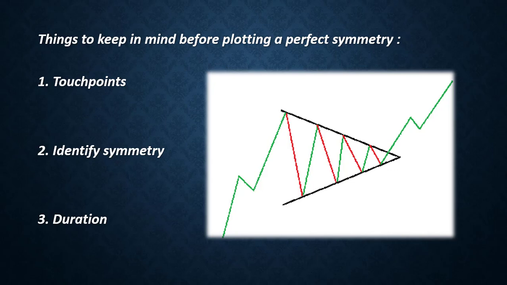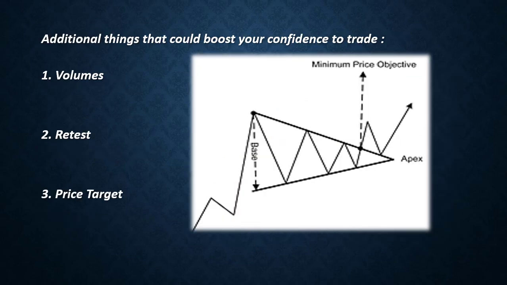Third, duration. The formation should last from a few weeks to many months. Any formation less than 3 weeks is not considered a symmetry. It is usually a pennant. The next 3 points, which I'll discuss now, can be used as confirmation and not compulsion. First, volumes. High volumes during the breakout or breakdown add more strength to the pattern.